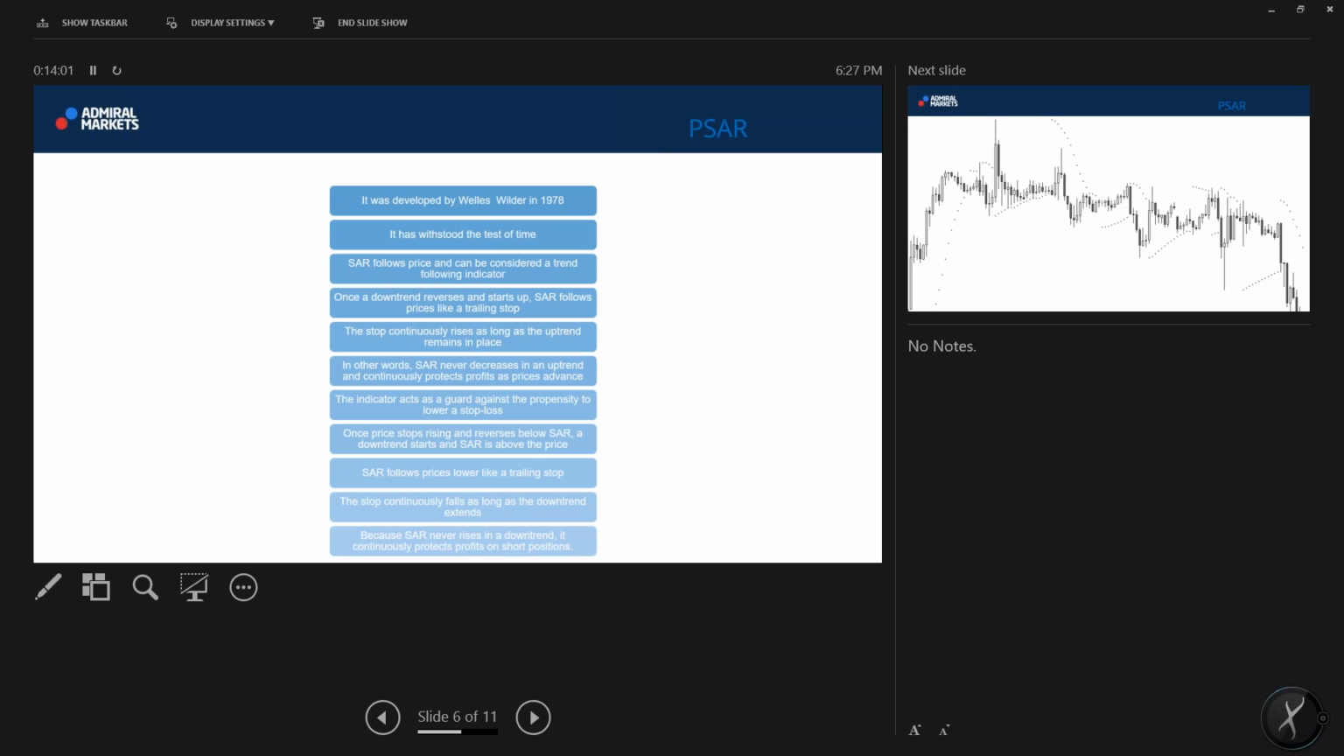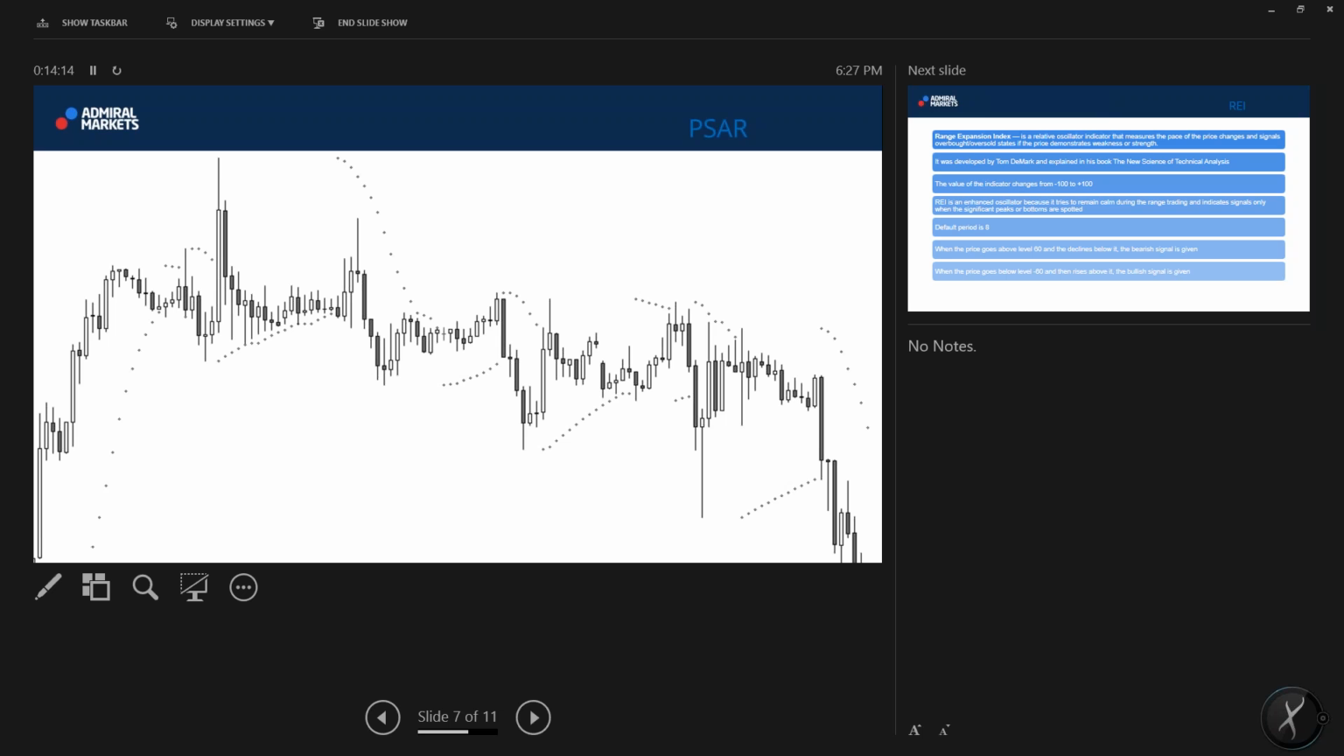Okay, but for new traders, it might be something new, so I would advise new traders who are watching this webinar to stick to the rules that I will explain with this system. This is how it looks when applied to our MT4 platform. It's very simple. You will see dots. You can change the color of the dots. I advise you to leave the default setting as 0.02 to 0.2, as it shows by default.